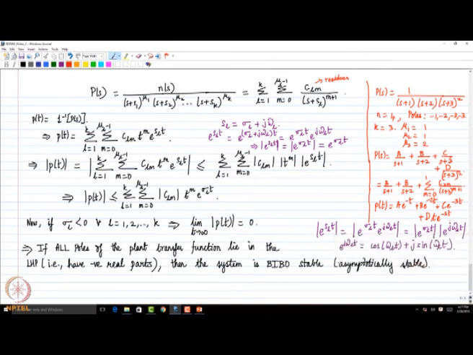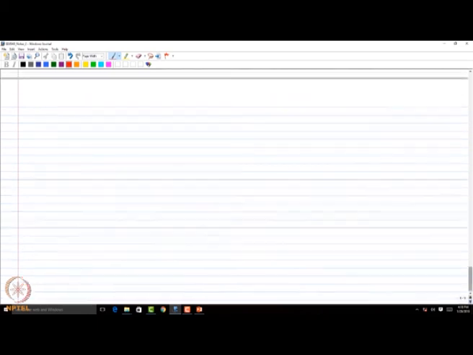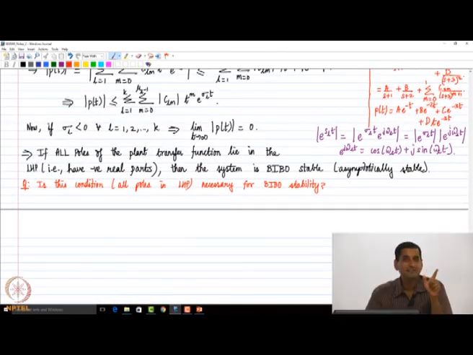So let me pose that question. Is this condition, all poles in LHP, necessary for BIBO stability? The answer is yes. And that's why if we even have one pole lying in the RHP or on the imaginary axis, the system is not BIBO stable. Okay, that we have shown through examples, right?